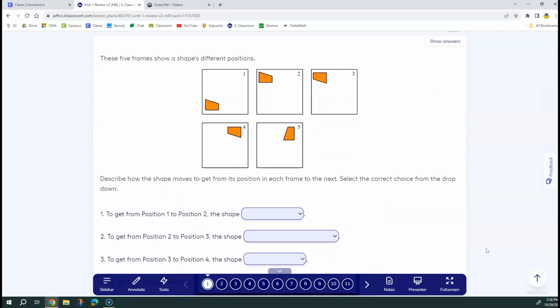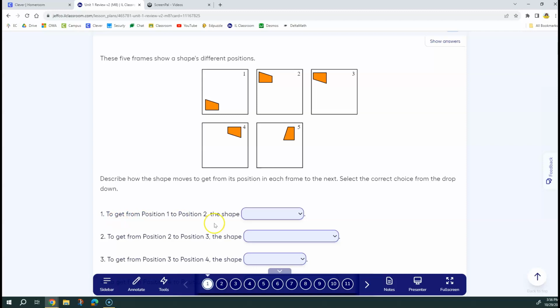Here we go. Here's number one. These 5 frames show a shape's different positions. So 1, 2, 3, 4, and 5. Describe how the shape moves to get it from its position in each frame to the next. Select the correct choice from the dropdown.